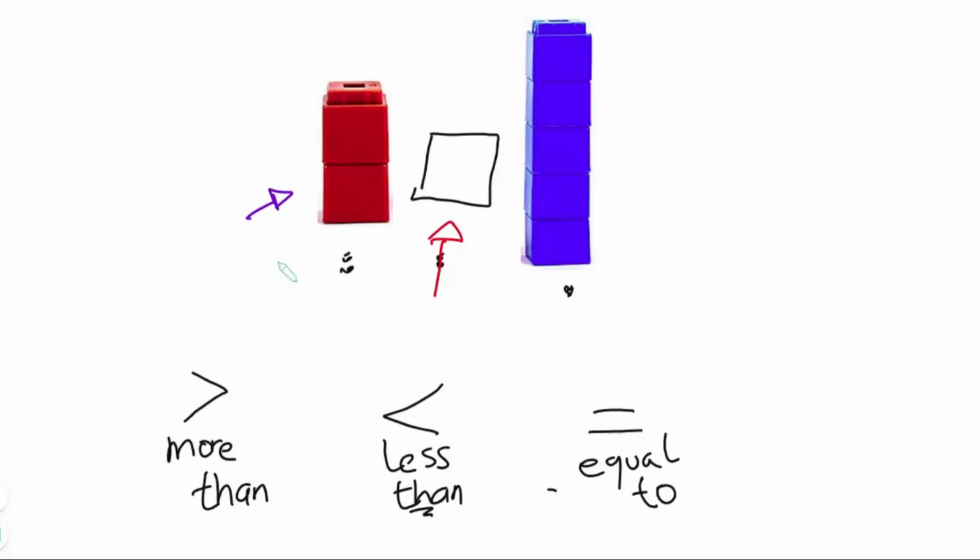Let's count these blocks first. 1, 2. We have 2 blocks, 2 red blocks. Let's count the next side. 1, 2, 3, 4, 5. We have 5 blue blocks on this side. But what symbol do we need to pop into the middle? Can you have a guess? Which symbol do we need to pop into the middle?